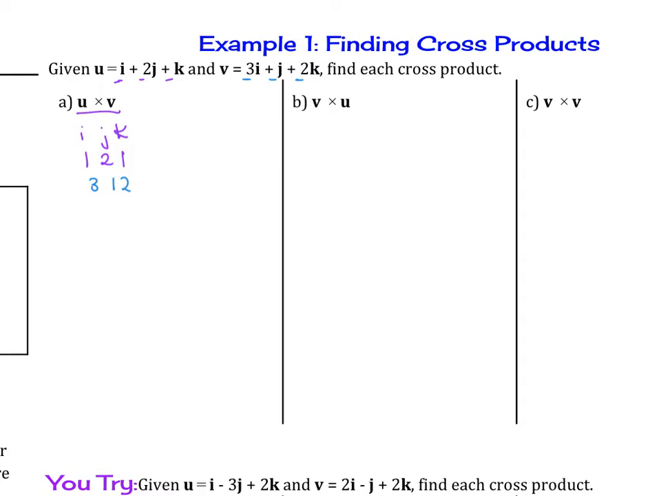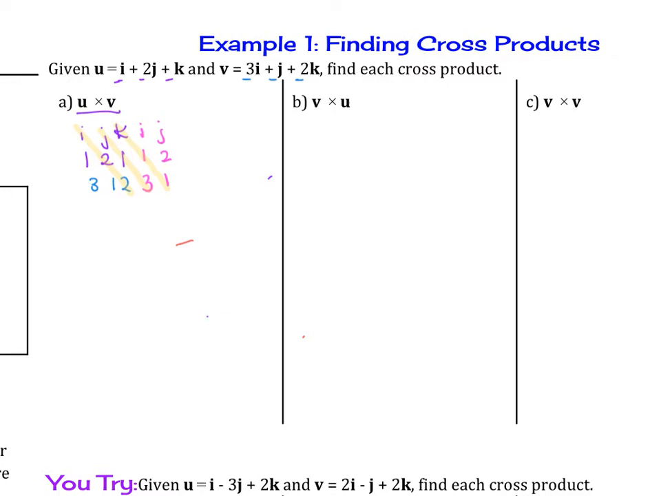Remember the shortcut, the diagonal method. I'm going to rewrite the first two columns to the right: i, 1, 3, and then j, 2, 1. Then what we do is multiply along the diagonals and add them together.